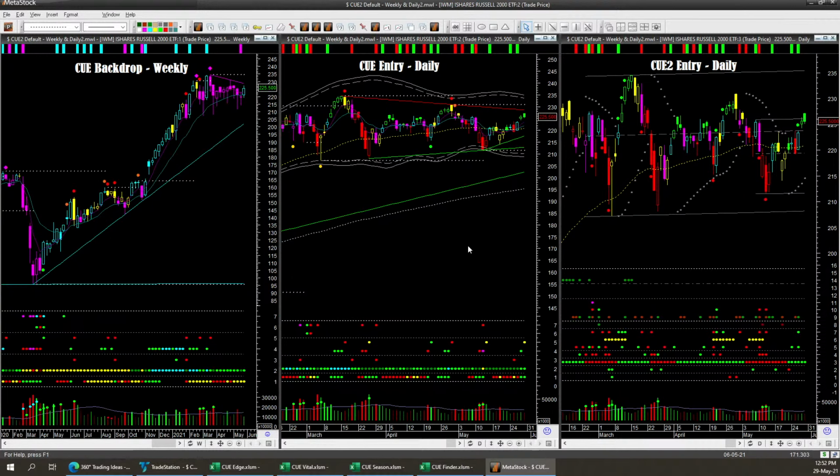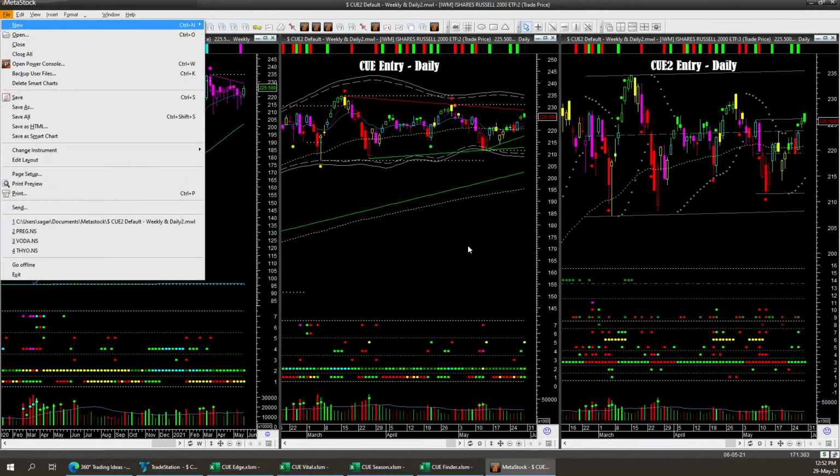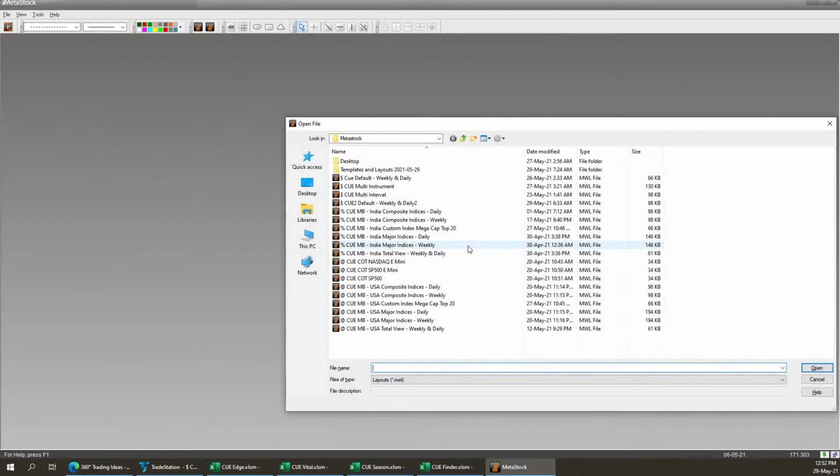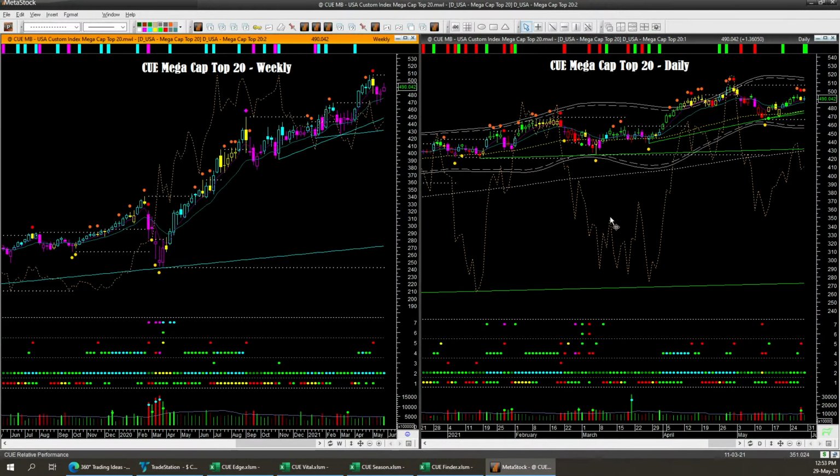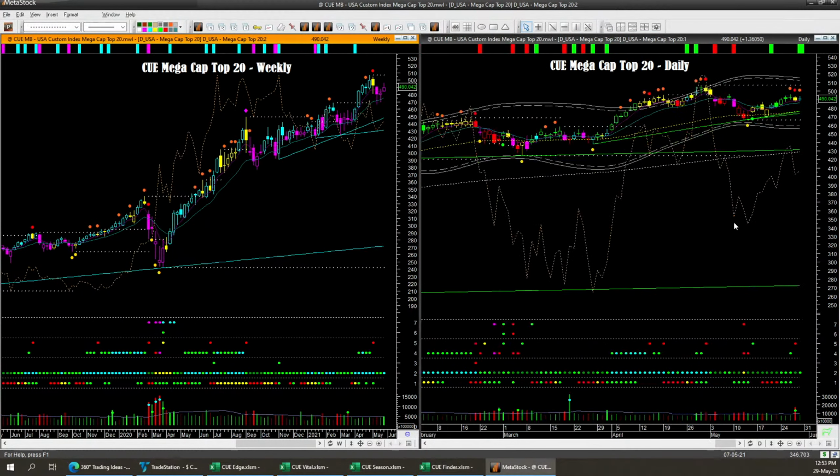None of the market ETFs are telling us to go and buy stocks. Let's look at the market internals now. Let's look at the custom index to see how the mega caps are doing. Mega cap top 20.